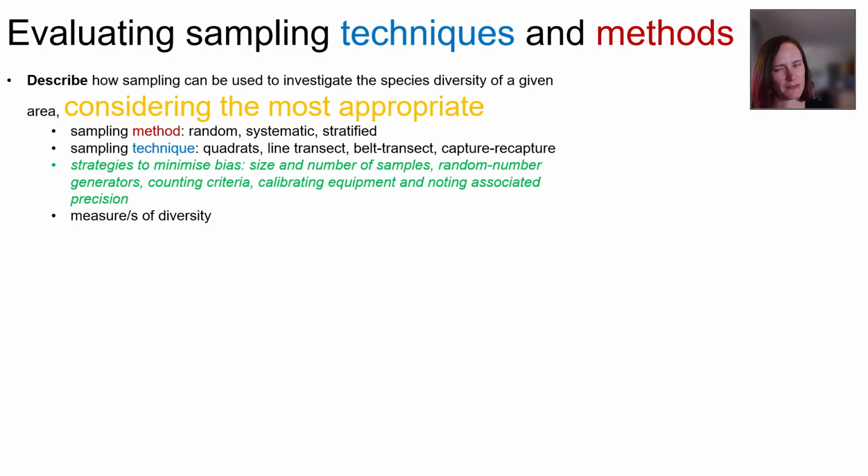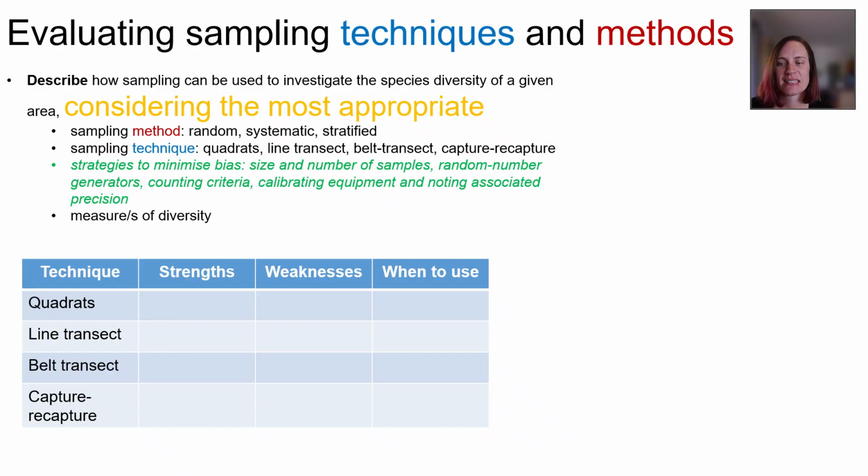Now, some really specific syllabus stuff here. Part of choosing a sampling technique and method is making sure you are choosing it for the right reasons, considering the most appropriate sampling method and sampling technique, right? Is this the most appropriate way to sample this environment? Each one is going to come with its challenges. What species are in there? Are they mobile? Are they easy to count? Are they easy to identify?